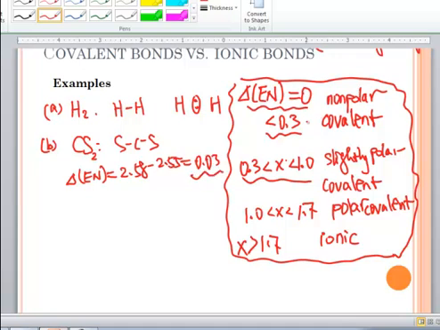So that is much less than 0.3, the threshold for what we call nonpolar. So those bonds, the CS bonds, are nonpolar covalent.